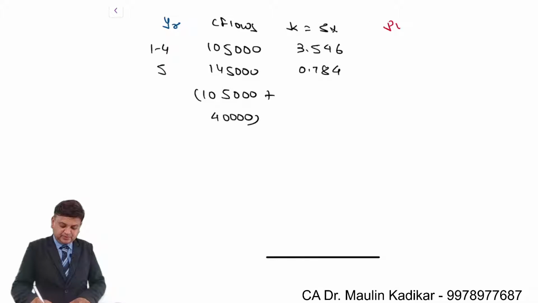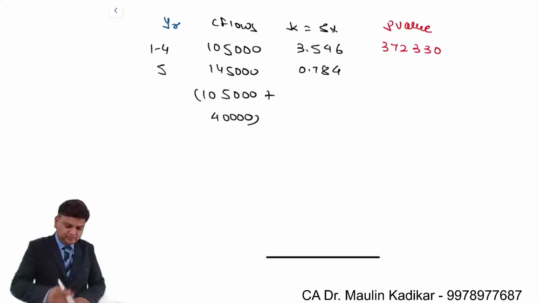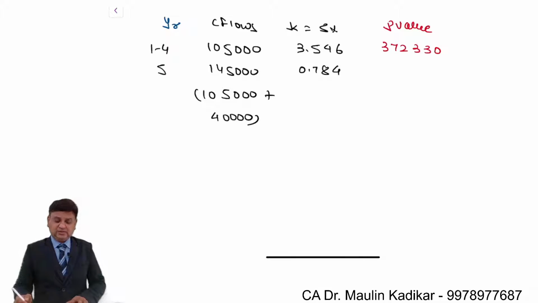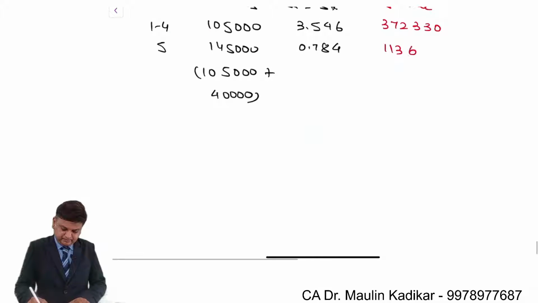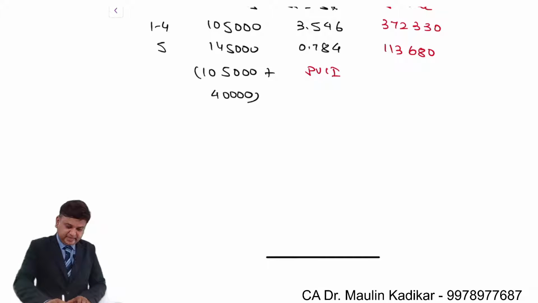So based on this we'll compute the present value. It will be 1,05,000 into 3.546, that comes to 3,72,330. 1,45,000 into last year 0.784 is 1,13,680. So the total of both of them is the present value of the cash inflow, and the total of that comes to 4,86,010.